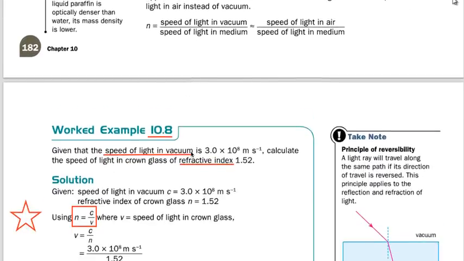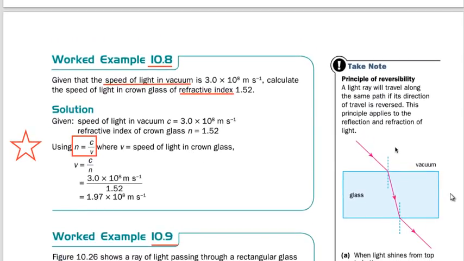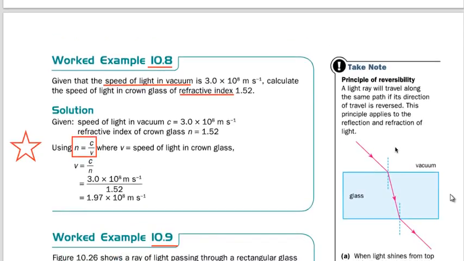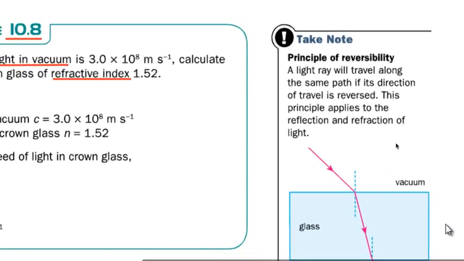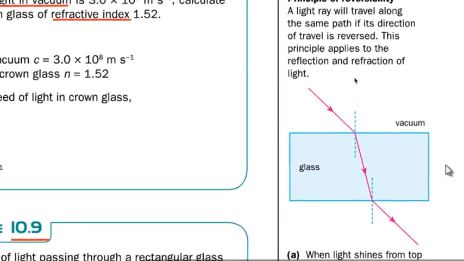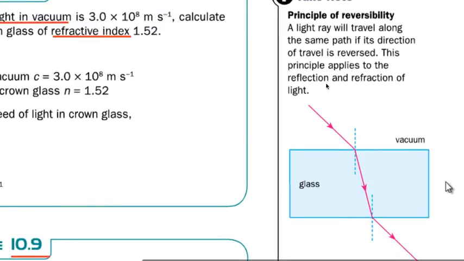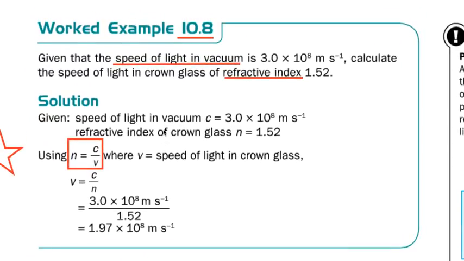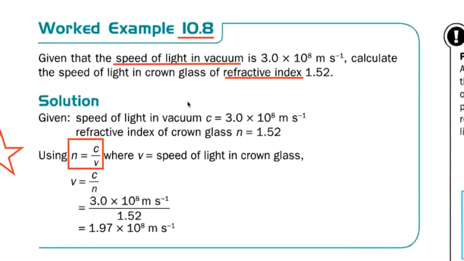Just to take note on something also, we are now on the next page, for the example. Principle of reversibility means that a light ray will travel along the same path if the direction is reversed. This principle applies to both reflection and refraction of light. That means whether my source of light is from here or here, it will go through exactly the same path.